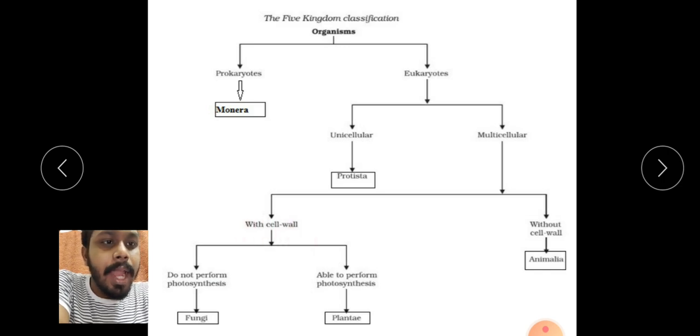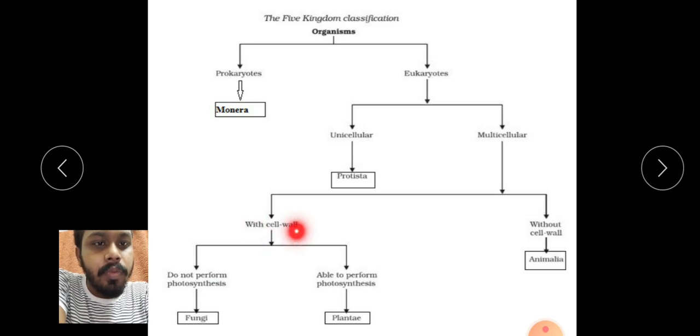The multicellular organisms are divided further into two groups, with cell wall and without cell wall. With cell wall means they have a cell wall as protection. All the organisms which are eukaryotes, multicellular and without a cell wall are placed in the Animalia group.